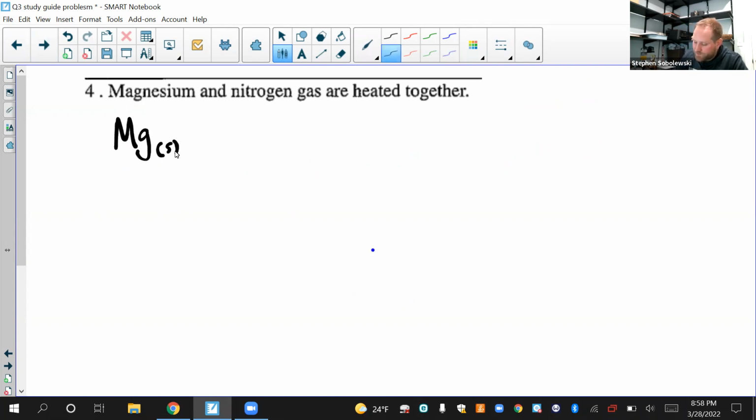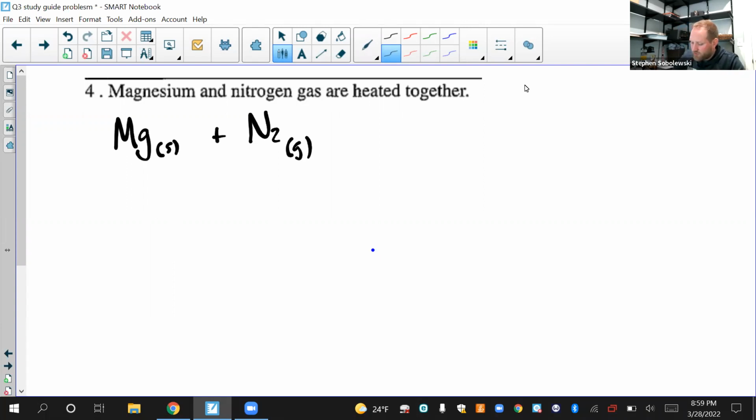That's going to be a solid. Nitrogen gas is N2 gas. Now, why is Mg just Mg, whereas N is N2? Diatomics. You've got to be familiar with those 7 diatomics: H, N, O, F, Cl, Br, I. So those always pair up when they're alone. Magnesium's not, so it just goes like this.